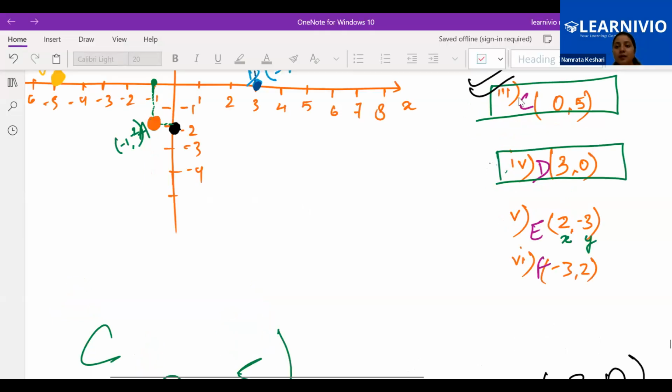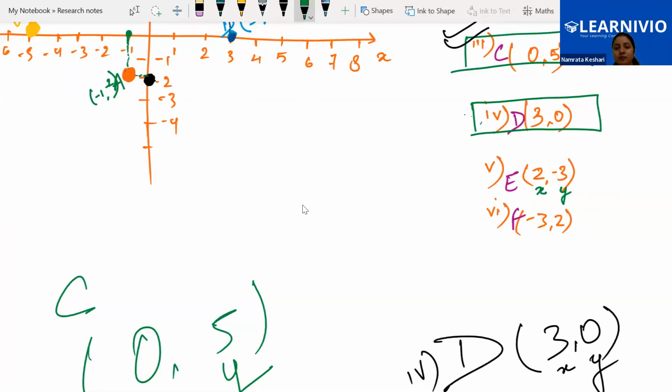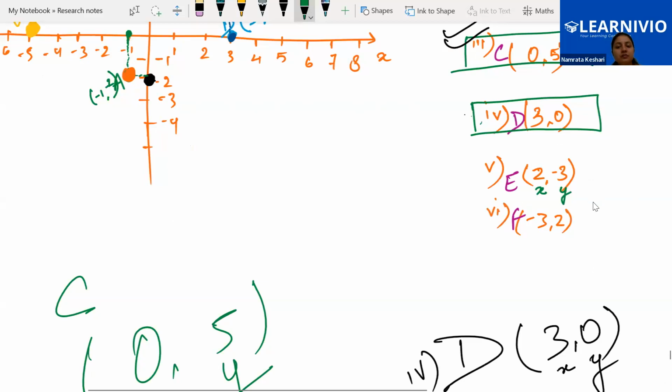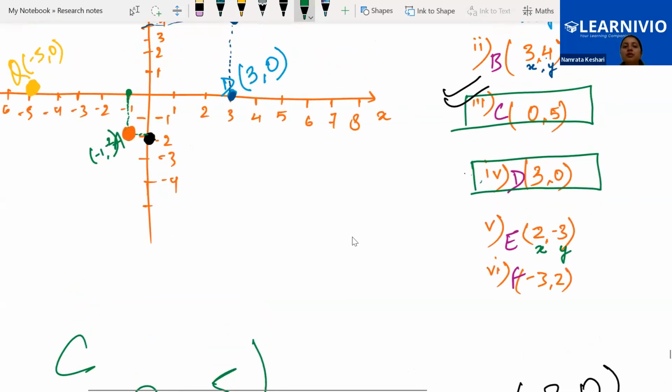Okay. Samya, X is +2 or -2 for point E? Are you there, Samya? She is not there in this class. Okay, Arhan, here X is +2 or -2? X is +2. So here we are going to take X as +2, right?